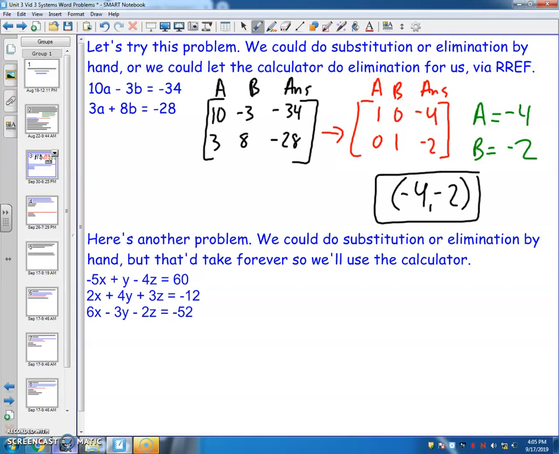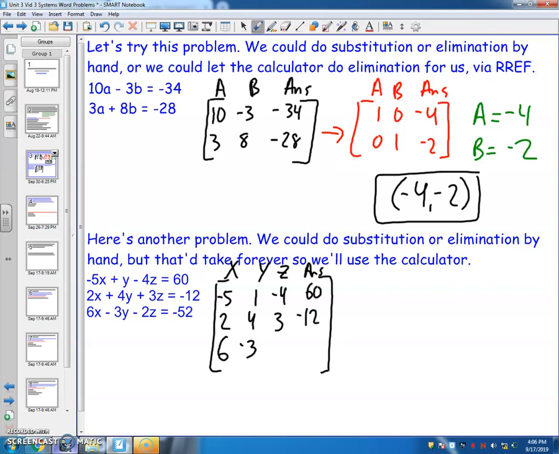I'm going to create the matrix. There are 3 equations, so there are 3 rows, and there are going to be 4 columns. I like to label them, so this is my X column, my Y column, my Z column, my answer column. I'm going to fill it in. For the first equation, it's -5, 1, -4, 60. Second one is 2, 4, 3, -12. The last one is 6, -3, -2, -52.